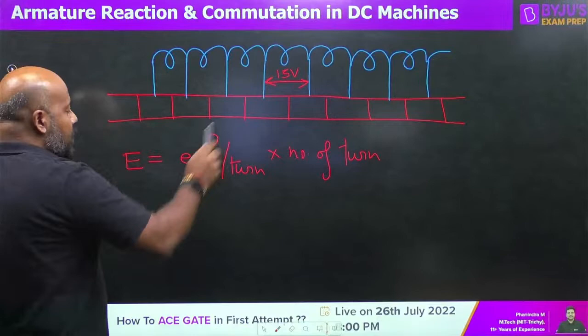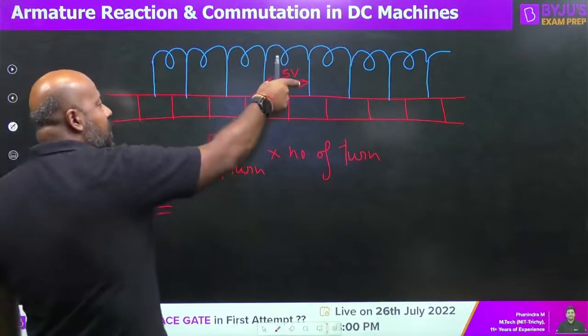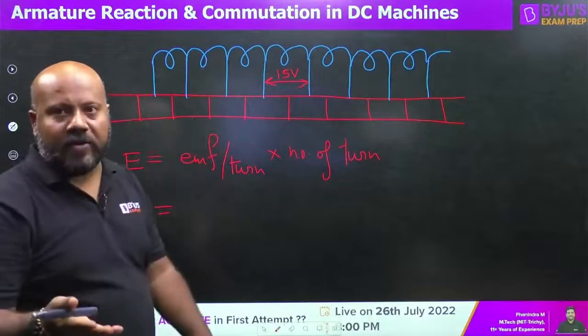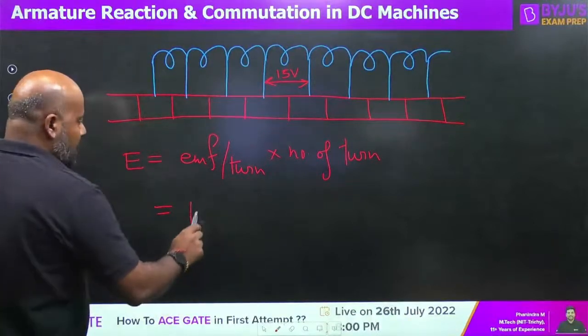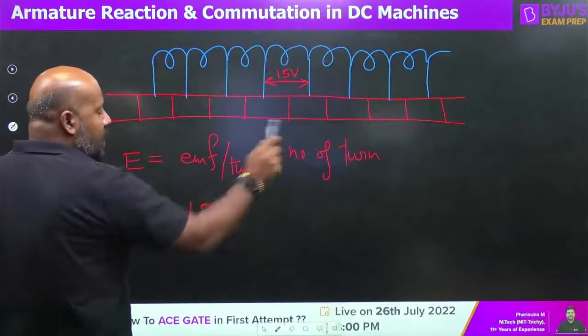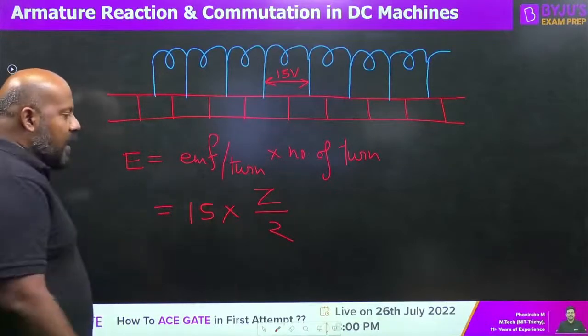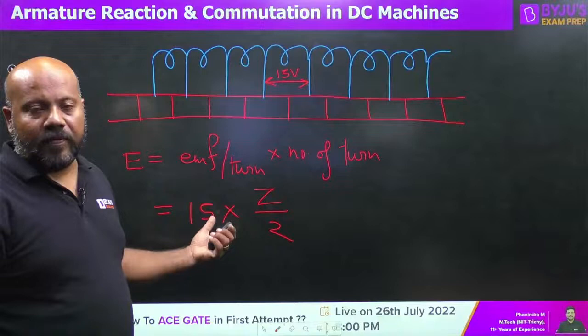So what is the EMF per turn? The average EMF across a commutator segment is nothing but the EMF per turn. So that is 15. What is the number of turns? Total conductors divided by 2. You will get the total EMF.